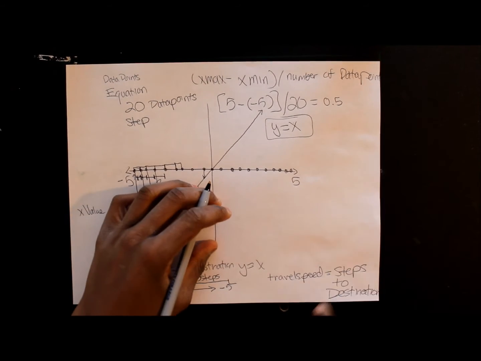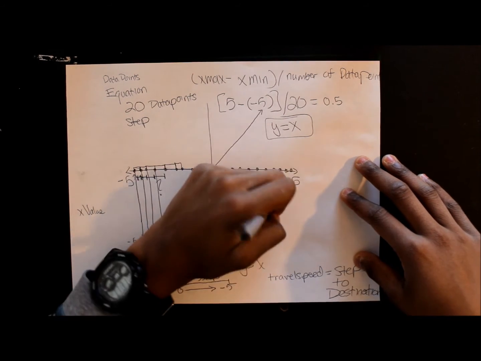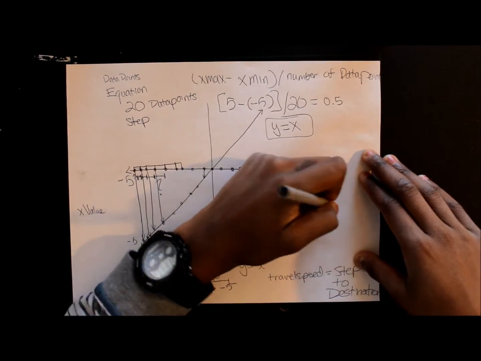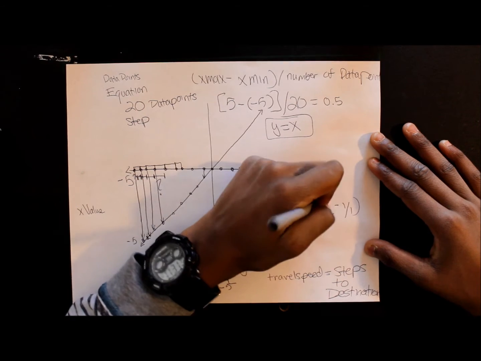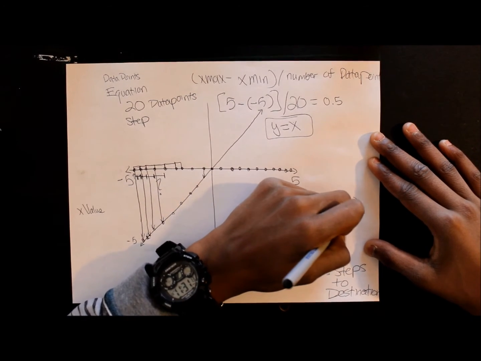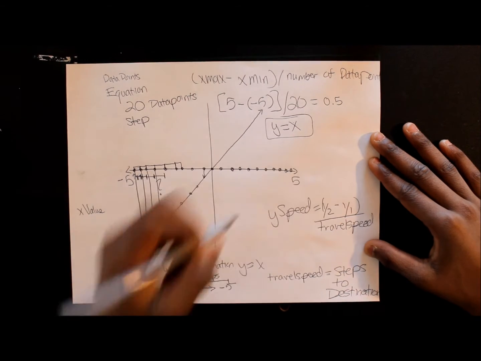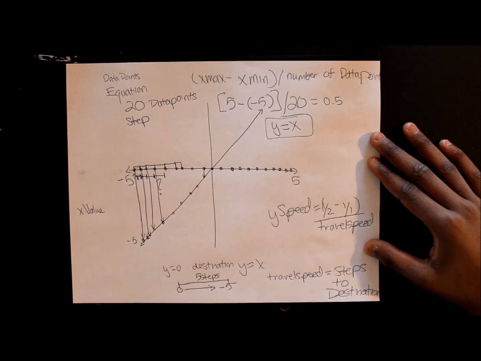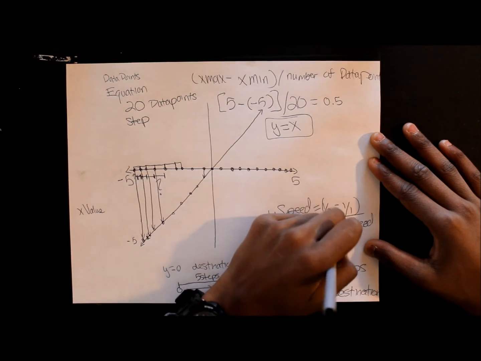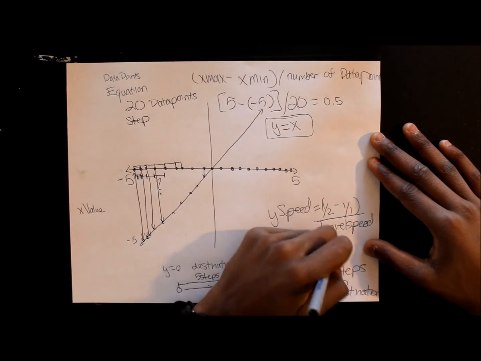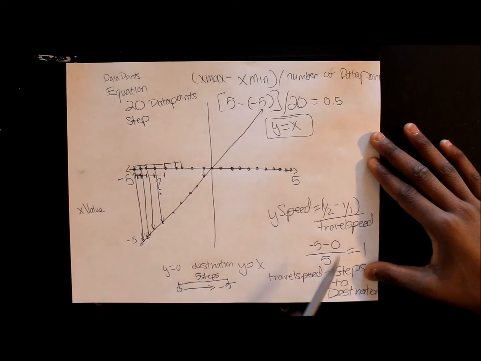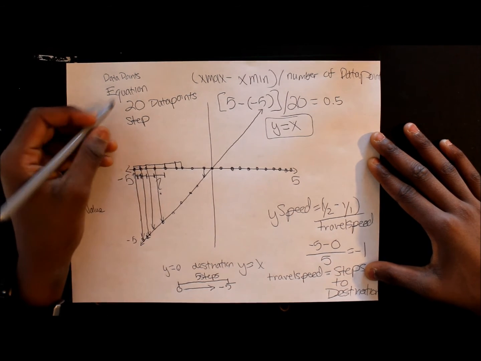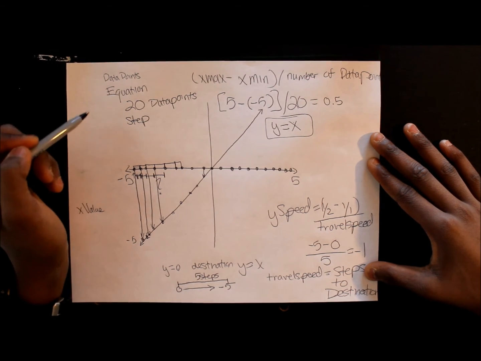And knowing the steps to destination, we can figure out your y speed. So y speed is equal to where you want to go, so let's call that y2, minus where you are, divided by how many steps you have to take. So if we did this simple problem, -5 is where you want to go, 0 is where you are. So we type in -5 minus 0, and we want you to take 5 steps to get there. So that means that your travel speed for your y is -1. And that's how we're going to implement this, the equation object and the data points object.